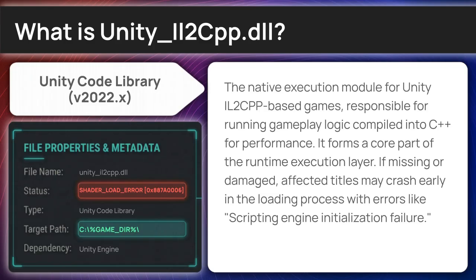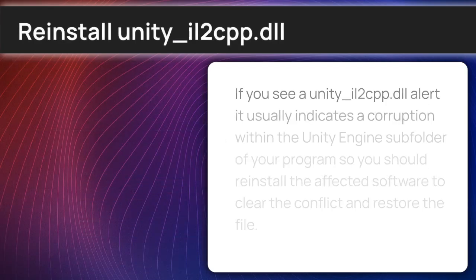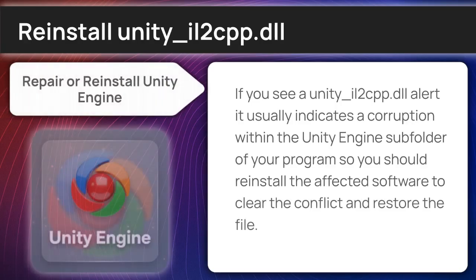Enough of the technical side. Let's get these files back onto your system. If you see a Unity IL2CPP engine DLL alert, it usually indicates a corruption within the Unity engine subfolder of your program, so you should reinstall the affected software to clear the conflict and restore the file.